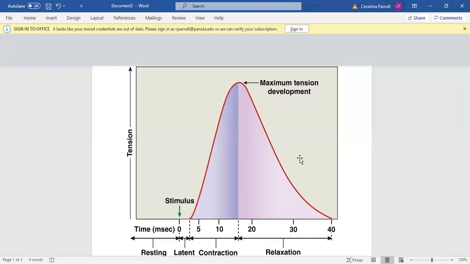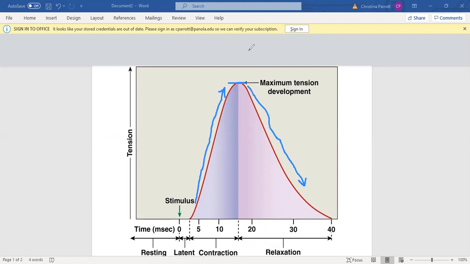Let me get my pen here. Okay, so you can see our tension is increasing as we go through our contraction phase. Okay, our tension is increasing. Then we hit this maximum tension. And at that maximum tension, now you'll start to see the tension decreasing. And the tension decreases during our relaxation phase.